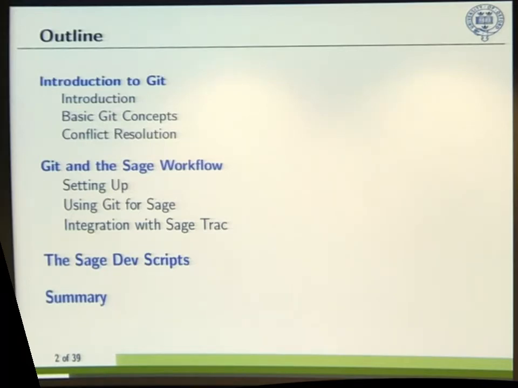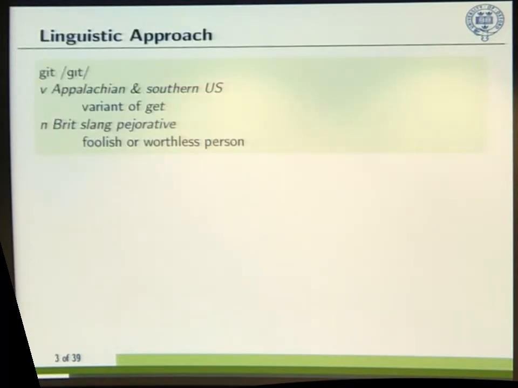So my plan is just to talk first about Git in general without even thinking about Sage, and then explain how that ties together with Sage and the kind of development that we do. And at the end, there's also some script support in Sage that's not entirely finished yet, but reasonably usable, and I'll show you that too.